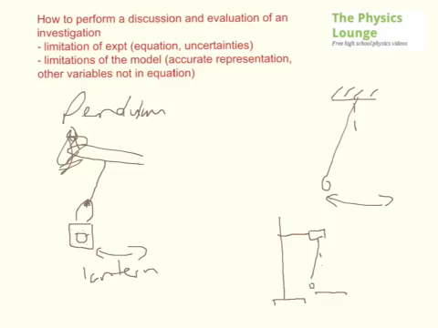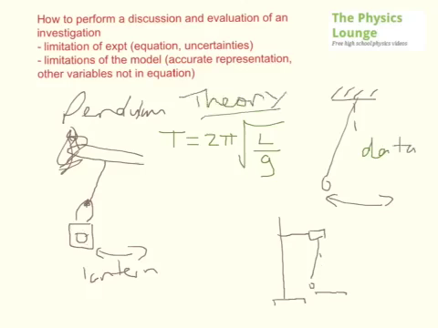Now, one of the most important and easiest things you can do is to talk about the equation. I'm talking specifically here about the limitations of the experiment. If you are given an equation, for the pendulum it's usually this form: T equals 2 pi square root L over g. What you want to know is, does that equation accurately represent the data that you recorded? So you've got the theory. Every experiment is comparing theory with what is measured, what we call empirical evidence, data.